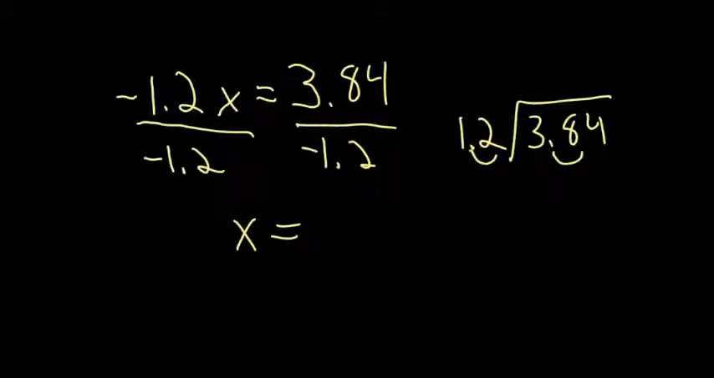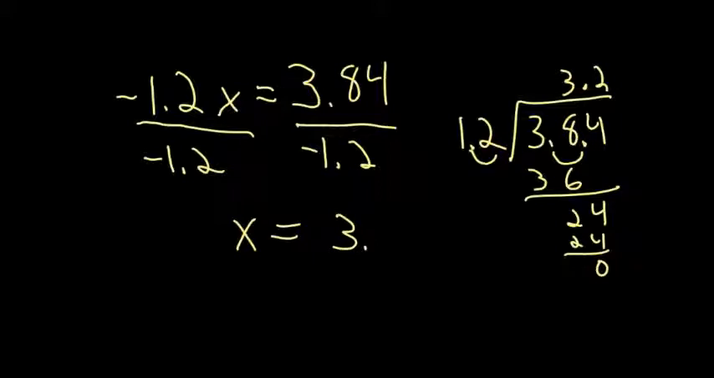12 goes into 38 3 times, which is 36. Subtract, I get 2. Bring down my 4. 12 goes into 24 2 times, which is 24. So I get an answer of 3 2/10. Now I need to address my negative, so I have a positive divided by a negative, so different signs are going to be negative. So x equals negative 3 2/10.